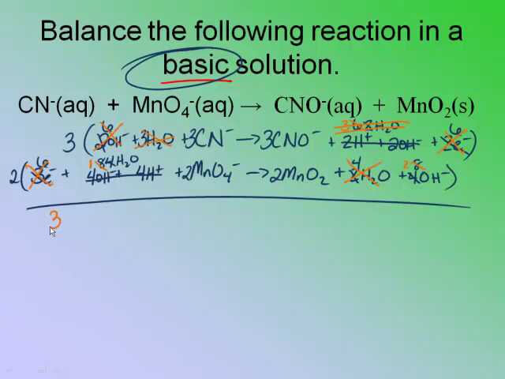Add them all up. 3CN- plus an H2O plus 2MnO4- yields 3CNO- plus 2MnO2 plus 2OH-. Double check your charge. 3 times a -1 is -3 plus 0 plus a -2 is -5. 3 times a -1 plus 0 plus a 2 negative is a -5.